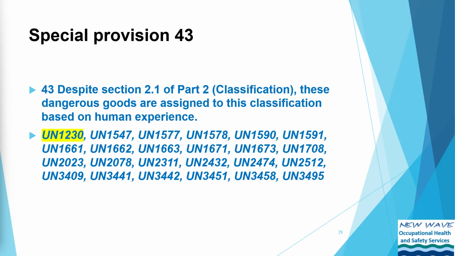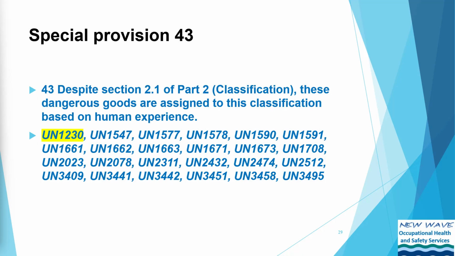Looking in Schedule 2, it says, despite Section 2.1 of Part 2, Classification, these dangerous goods are assigned this classification based on human experience. Very technical wording, but put in plain English, it means even though methanol does not meet the criteria for being in Class 6.1 toxic, we are putting it there anyway.